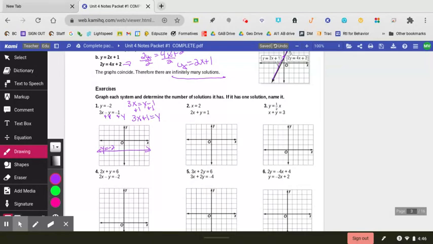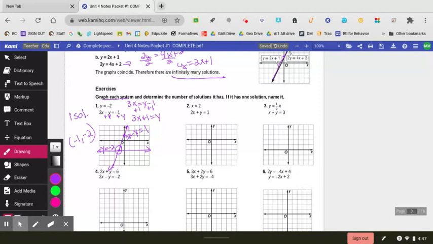So that has a y-intercept of 1 and a slope of 3. So that's down 3, left 1. Down 3, left 1. And I get this line, which I should always label, both lines. It's absolutely a must because I need to know which line is which. So our directions say graph each system, determine the number of solutions. So this has one solution. If it has one, name it. So our solution is this point right here, which is -1, -2.